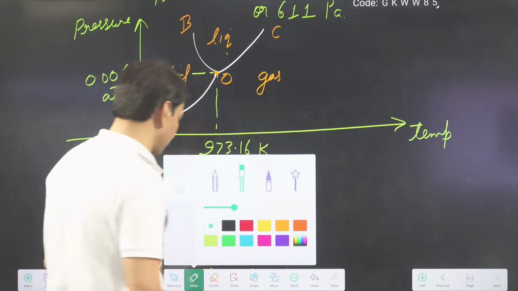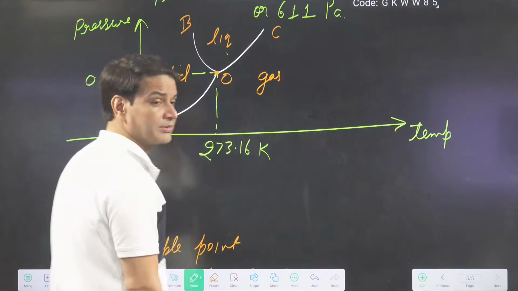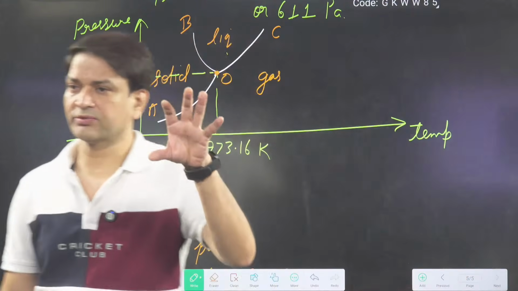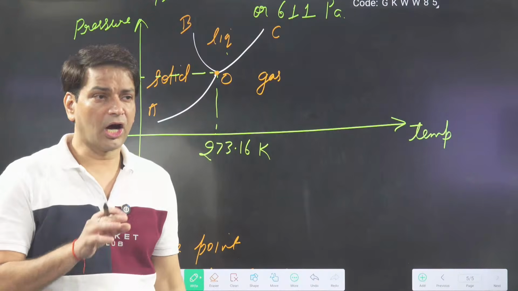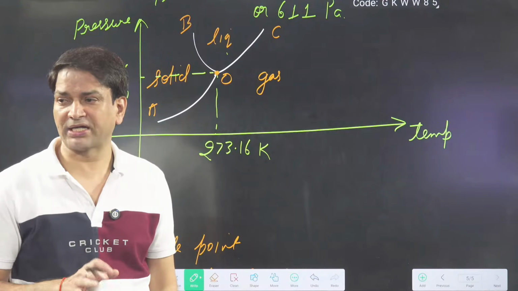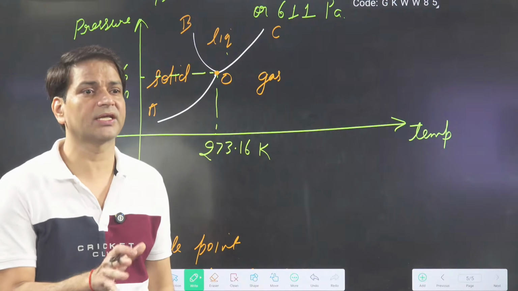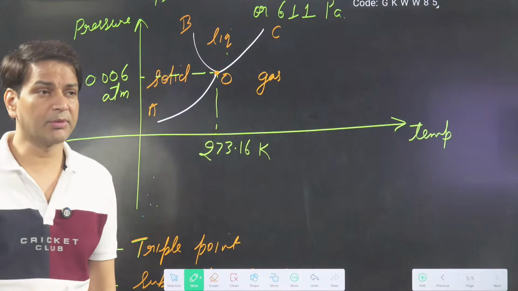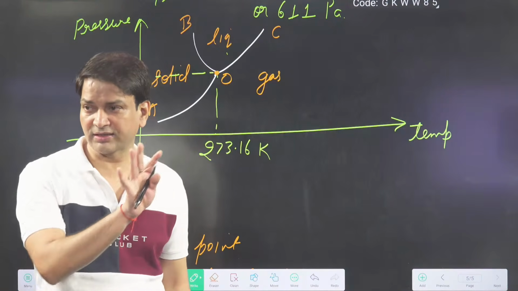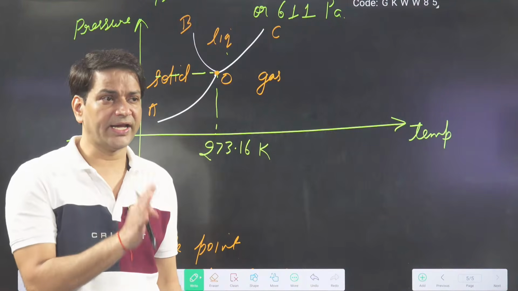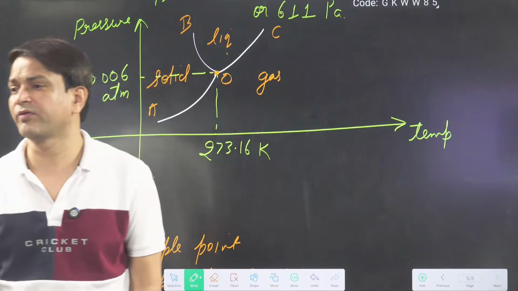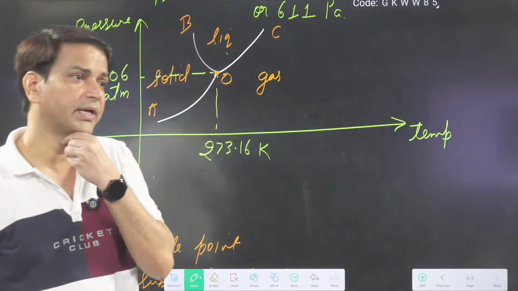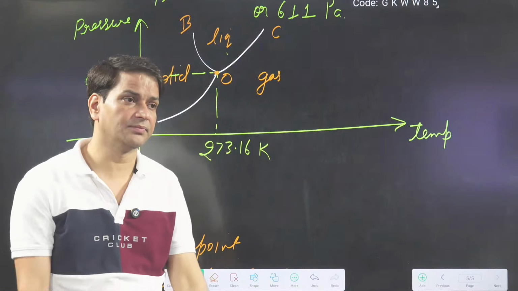Next, the third type of problem they can ask. Suppose I am saying water is at the triple point, which means we are at state O. Now, maintaining the temperature constant, pressure increases. Which state of water will we have?